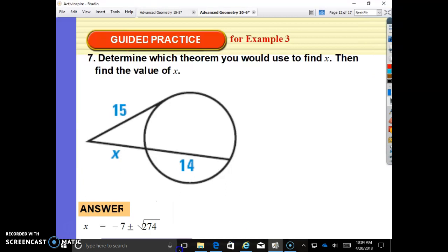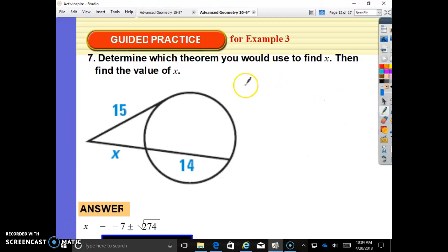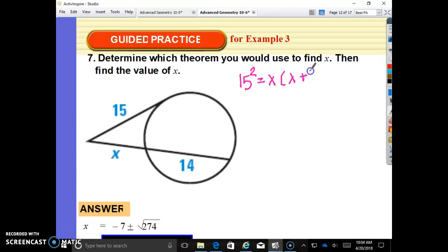is actually, we probably should go over it because you're going to have to use the quadratic formula for an ugly answer like that. So this is going to be a quadratic formula problem. So let's do this one really quick. 15 times 15, or 15 squared, equals x times x plus 14. When you FOIL this, you get x squared plus 14x equals 225. So you're going to subtract 225 from both sides.